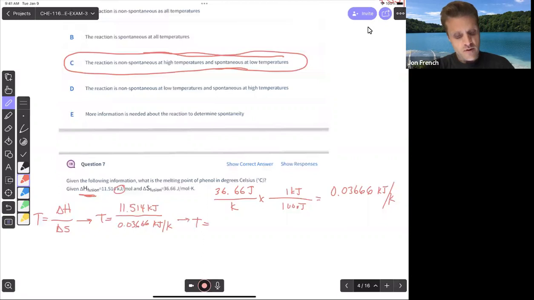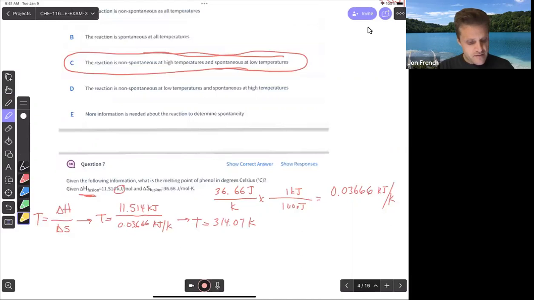I divide those two, and temperature equals, let's see, 11.514 divided by 0.03666, and I get a temperature of 314.07 Kelvin. One more trick here. They've made this a little bit trickier than they needed to be. They asked for temperature in degrees Celsius, and we found it in Kelvin.